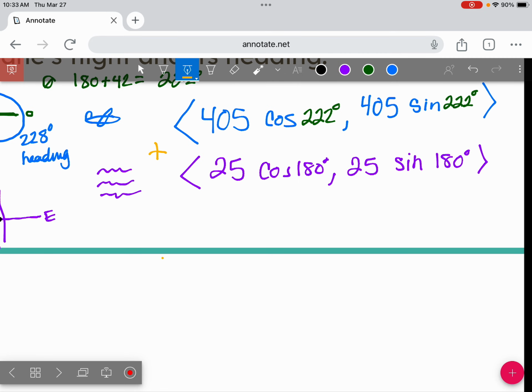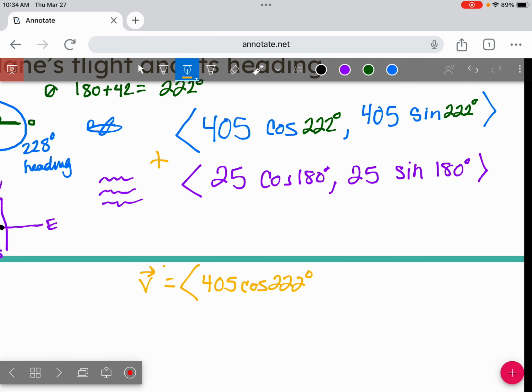So our vector, I'm going to call it V for our combined vector. We're going to have our 405 cosine of 222. That does not simplify for us. And we need to add our 25 cosine of 180. What is cosine of 180? -1. So then we're going to have our 25 times -1 that gets added here. So we're going to minus 25. Or plus 25 times -1, if that helps your brain.